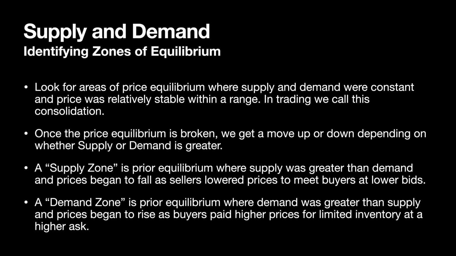So you're going to have periods of consolidation, then periods of expansion, then periods of consolidation and periods of expansion. That's the way it works. And then once price equilibrium is broken, we get a move up or down. You've heard these terms before. We call them supply zones and demand zones. You've heard this probably from 100 different traders. These are essentially prior equilibrium zones where supply was greater than demand or demand was greater than supply.